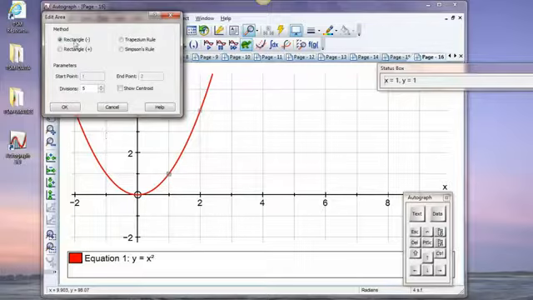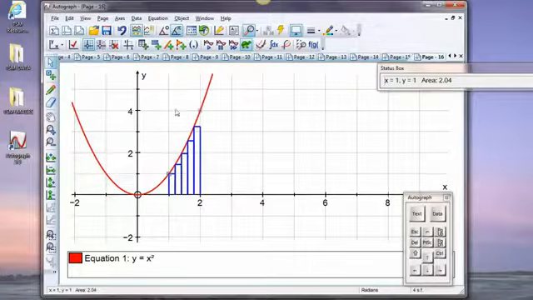Now there are various options here to do rectangles above and below, trapezium rule, Simpson's rule, and 5 divisions. I'm going to do rectangles below, 5 divisions. Try to visualize it first. 1, 2, 3, 4, 5. So it's going to be 5 divisions. That's going to be an underestimate for certain. And this is of course a variable area.